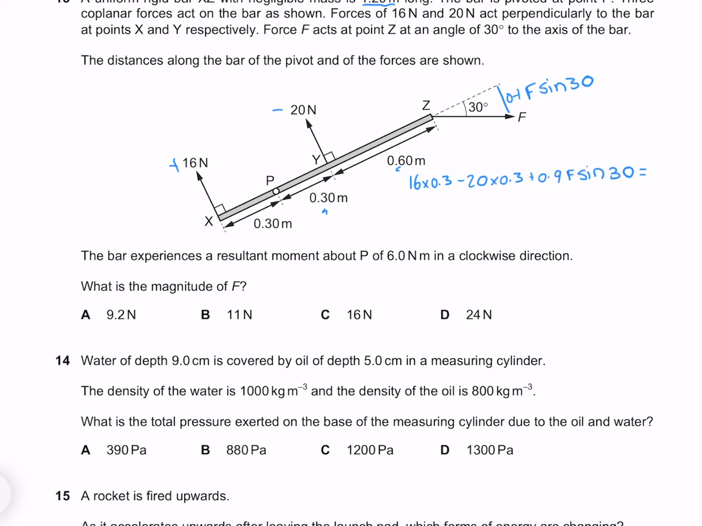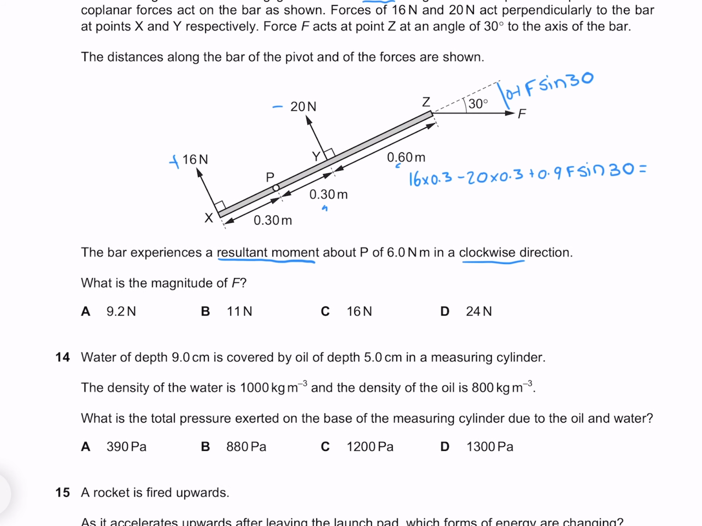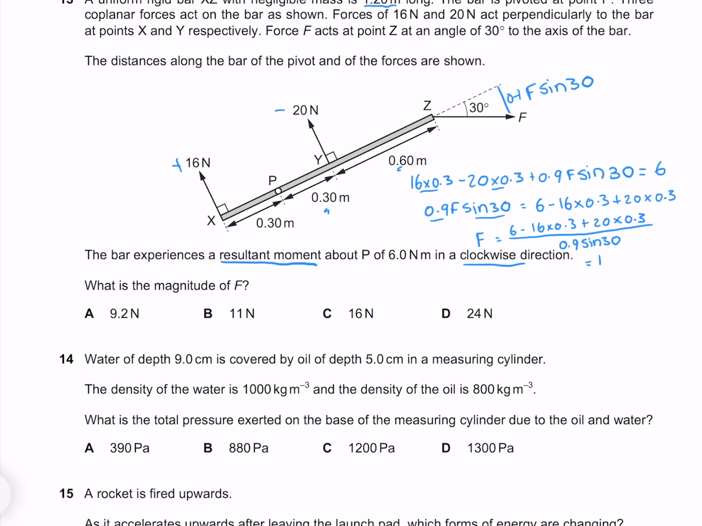All of that adds up to our resultant moment, which is 6 Newton meters, and because it's in a clockwise direction and we chose to make clockwise positive, it must be positive 6. Solving that for F by subtracting these two terms from both sides, and now dividing both sides by 0.9 sine 30, which gives me 16 newtons, so our answer must be C.